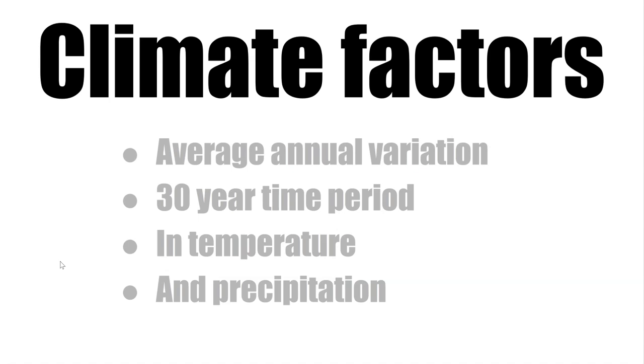Hello there and welcome along to a little video that's going to go over the climate factors for your GCSE geography exam. Now let's remind ourselves first of all what we mean by the term climate. It is the average annual variation. It's a 30-year time period, and in particular it focuses on temperature and precipitation. It's what you would typically expect to have in a location.